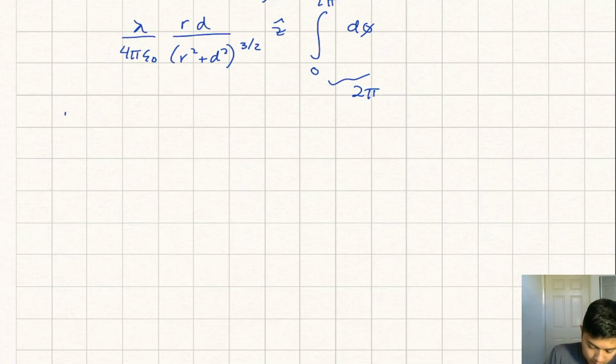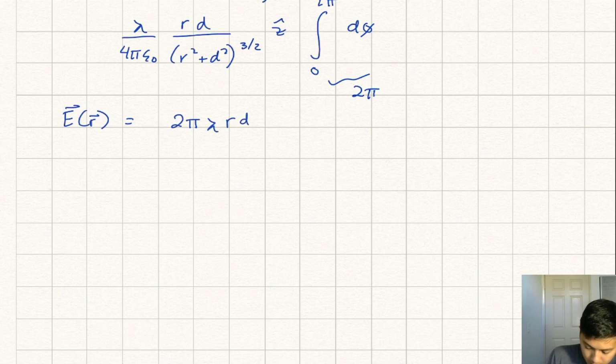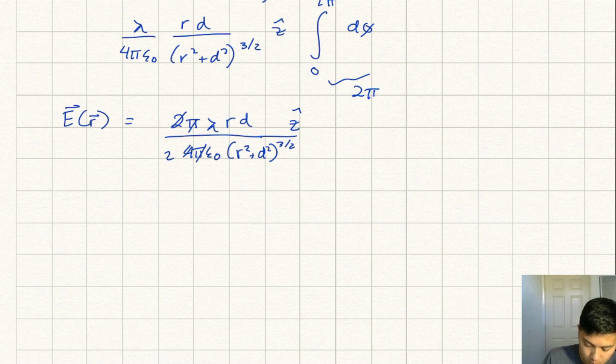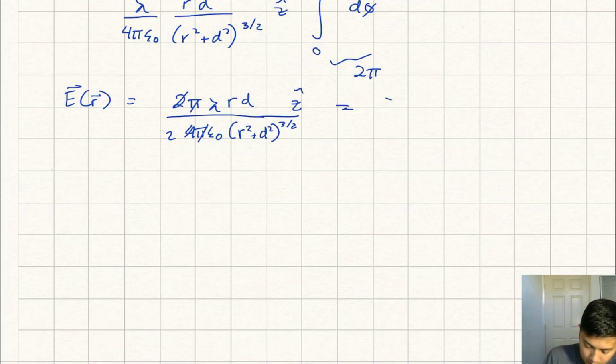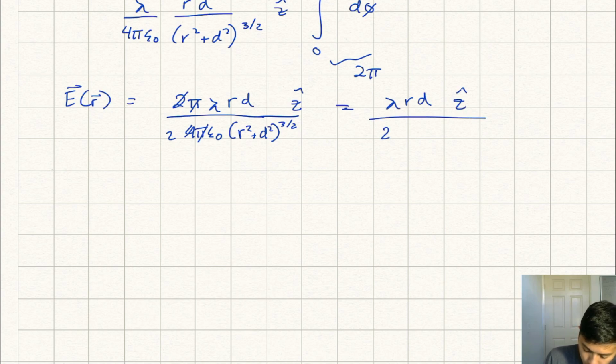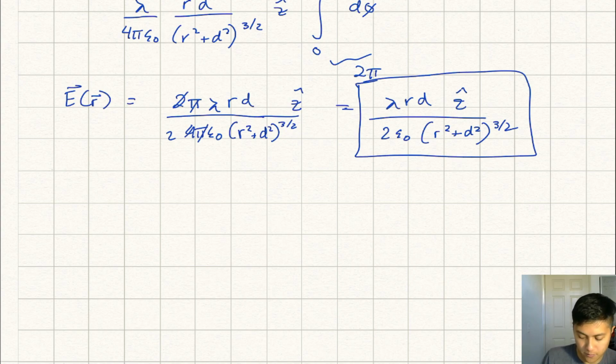And so now the electric field can be simply given as 2 pi lambda times r times d z hat over 4 pi epsilon naught (r squared plus d squared) to the 3/2. And we can simplify this a bit. I'll cancel out these pi's, cancel out a 2 right there. So we'll have lambda r d z hat over 2 epsilon naught (r squared plus d squared) to the 3/2. And that is our electric field that we're looking for.